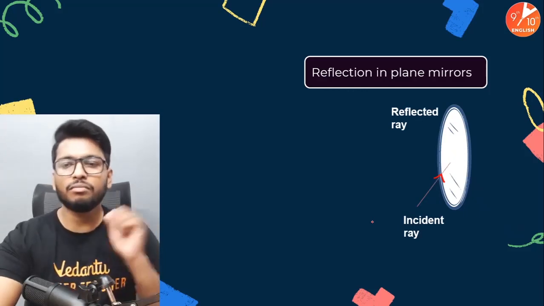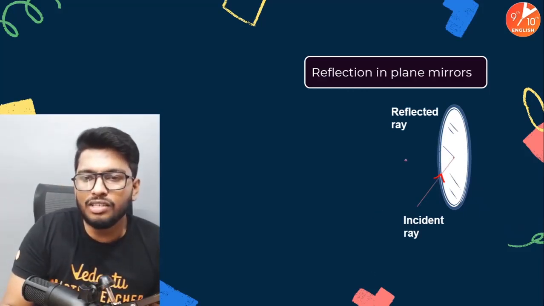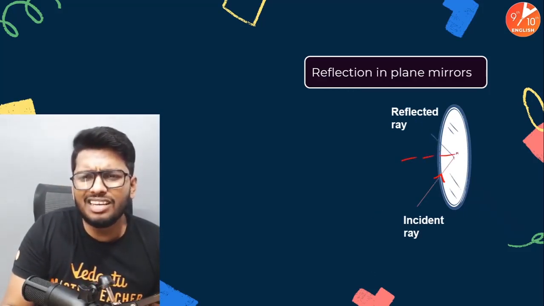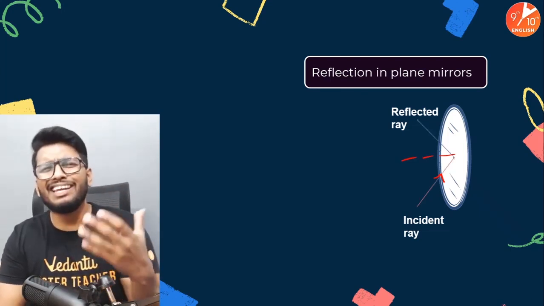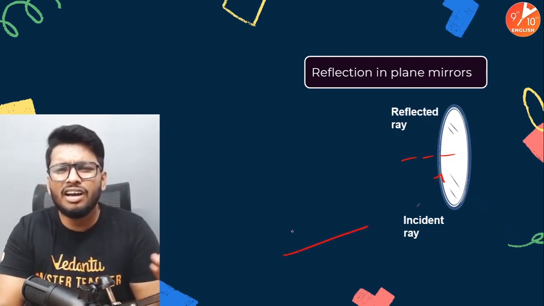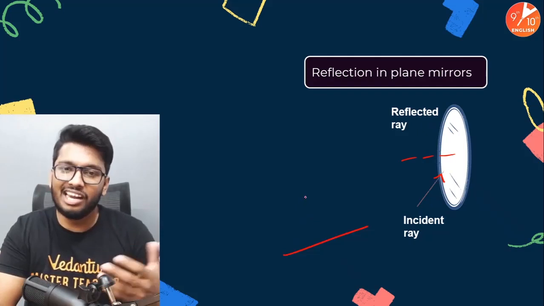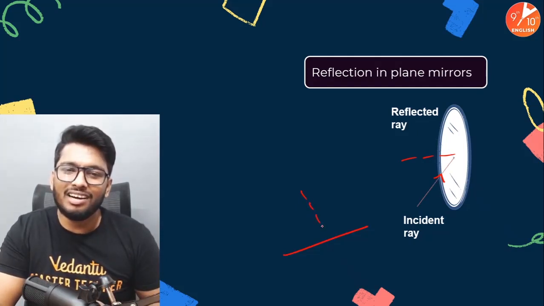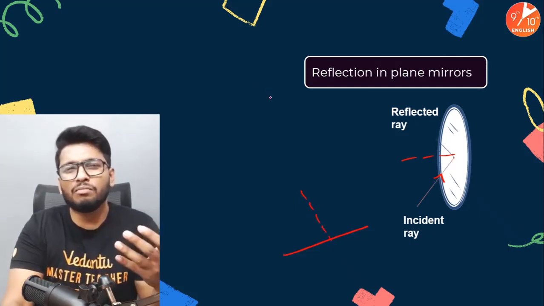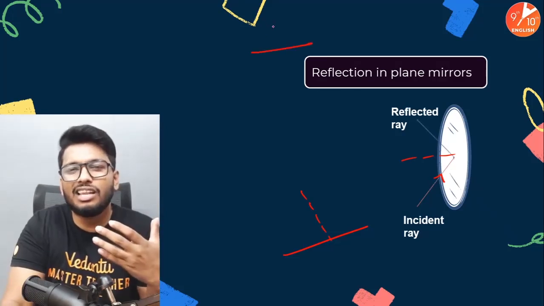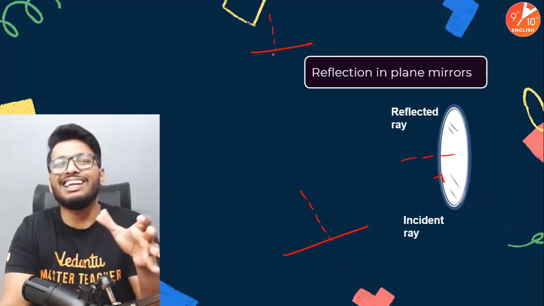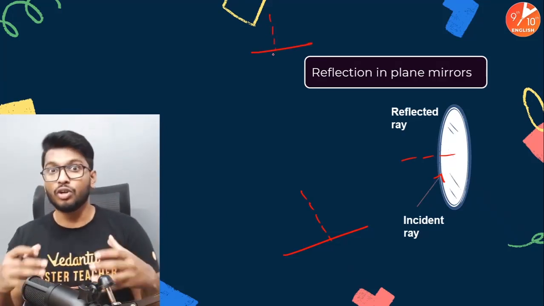Now, apart from that, guys, you also have to understand that there is something called a normal. A normal is nothing but a straight line perpendicular to the surface. So if this is my mirror, a normal would be nothing but a perpendicular line. In other words, it's a line which is making an angle of 90 degrees to the surface. That is what is called a normal.